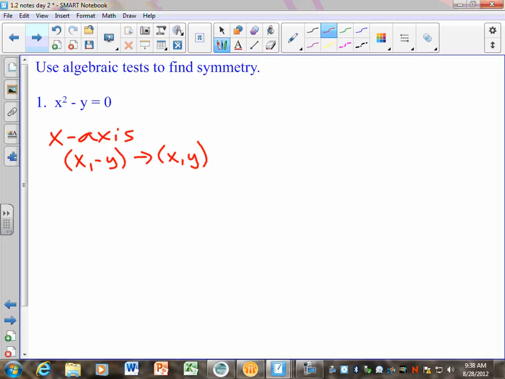So what you're going to do to test for symmetry is plug in that ordered pair that changes and see if you get back the exact same thing. So if I go up here and leave x as x, but replace y with negative y, do I get back an equivalent equation? Does that equal the exact same thing that I started with?